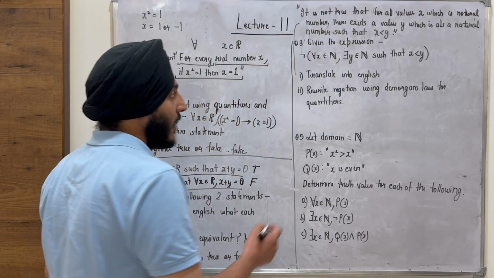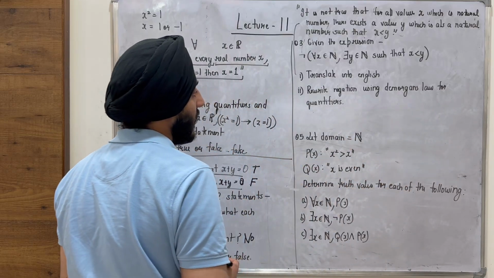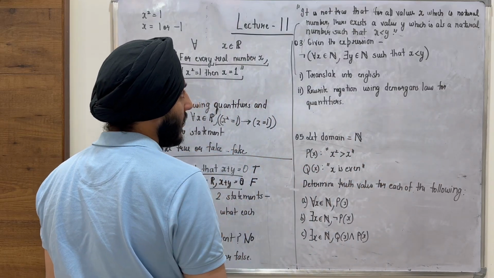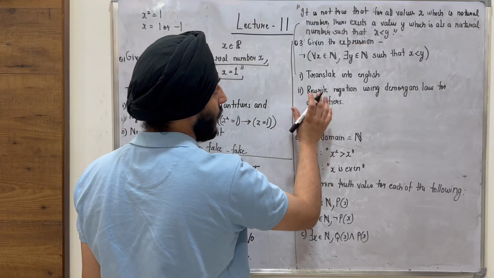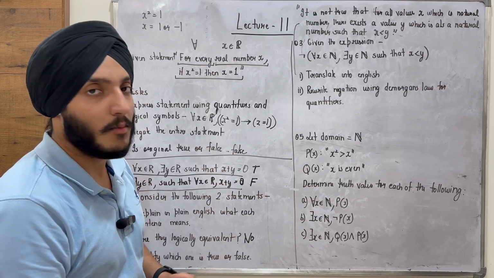Okay. Now, next question is rewrite the negation using De Morgan's law for quantifiers, right? So we have already solved this part. I think I'll leave this question for you guys, and I'll put the answer in our comment section, right?